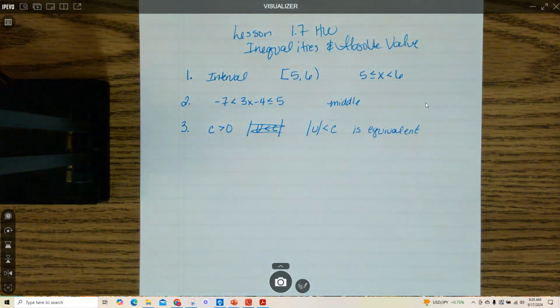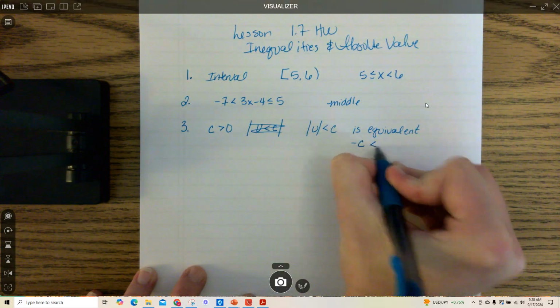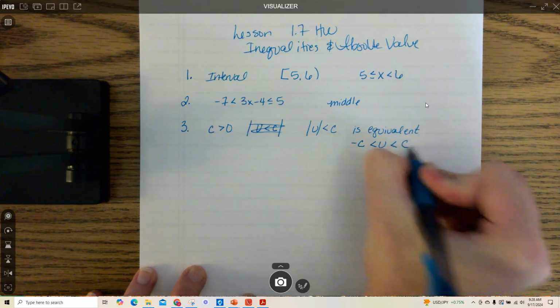Has anybody answered that one yet? Yes. What did you put? Negative c is less than u is less than c. Okay, so negative c is less than u is less than c, like that?